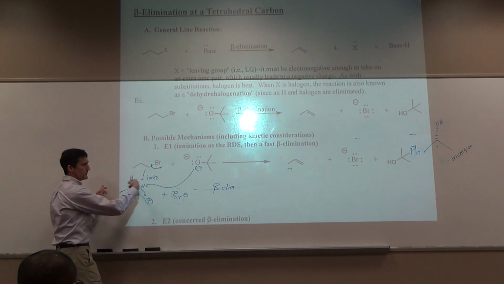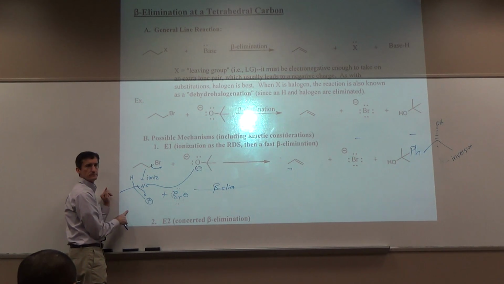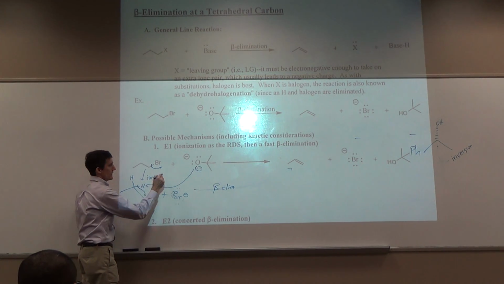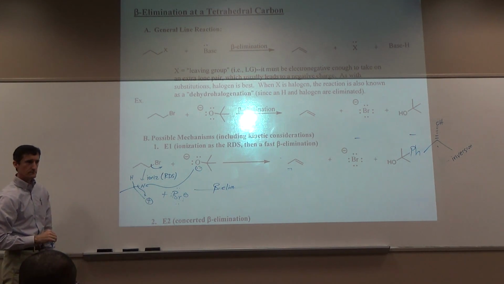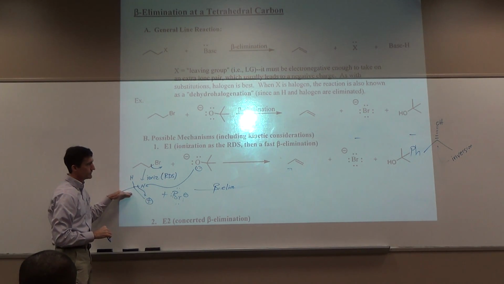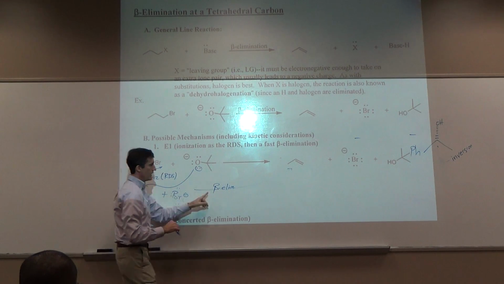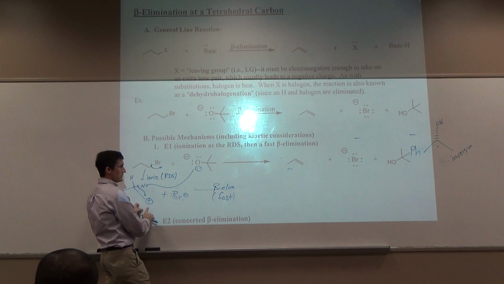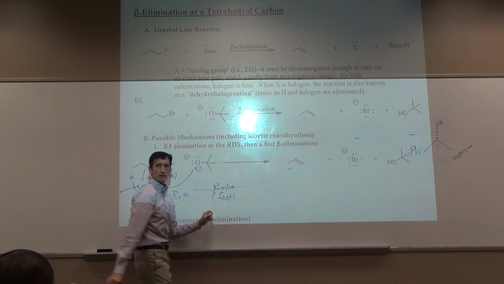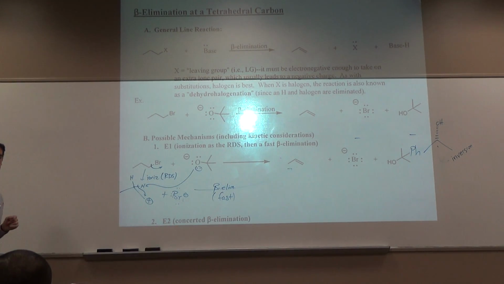Okay, two steps. Which one do you think is rate determining? Forming a cation. This is actually fast, because we're going back to our neutral product, downhill.